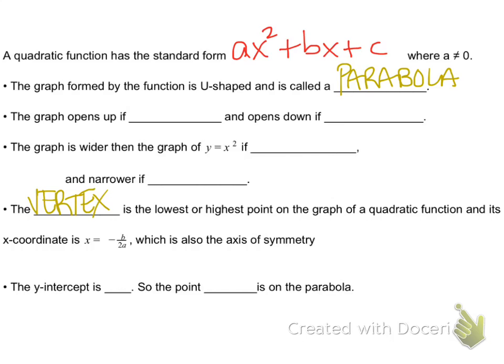And now we're going to jump down to the vertex, which is the lowest or highest point on the graph, depending on whether it opens up or down, and its x-coordinate is opposite b over 2a. This is an important thing that we're going to be seeing in the next slide, so we're going to come back to that. But this is also the axis of symmetry. And then of lesser consequence is the fact that the y-intercept is c. So the point 0, c is also on the parabola.